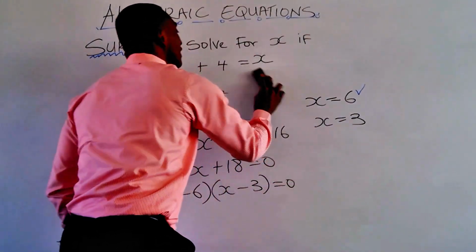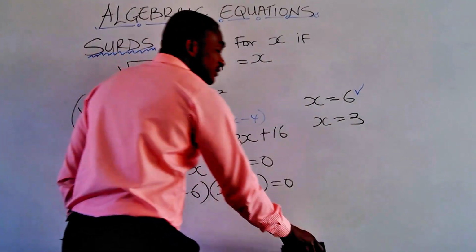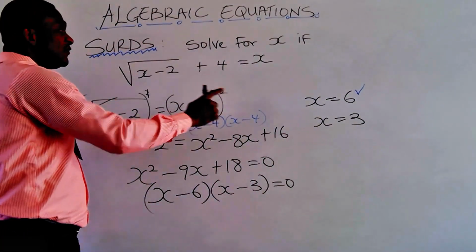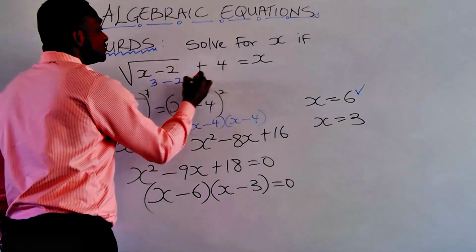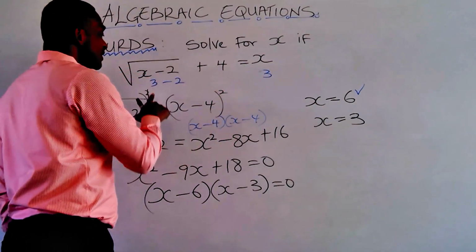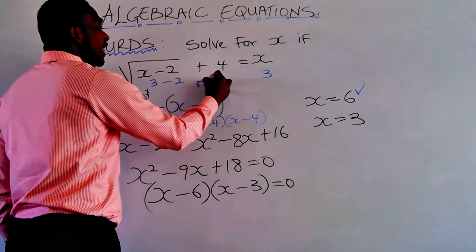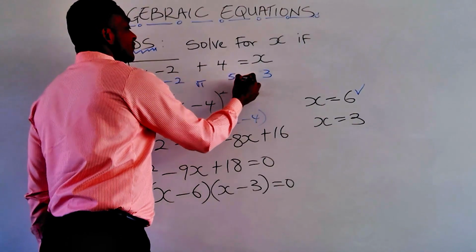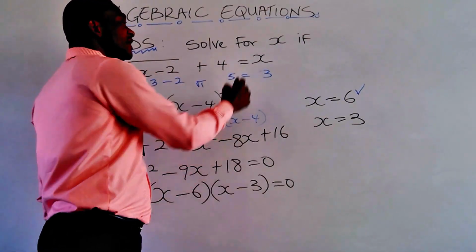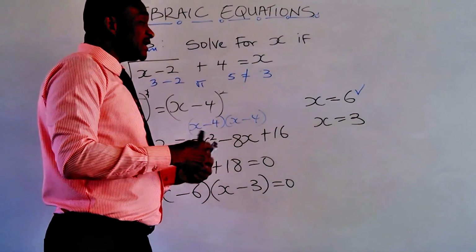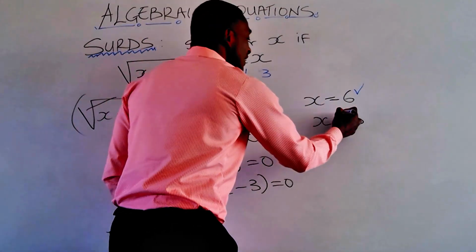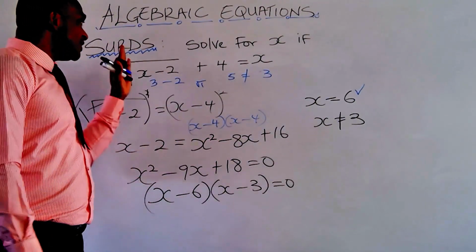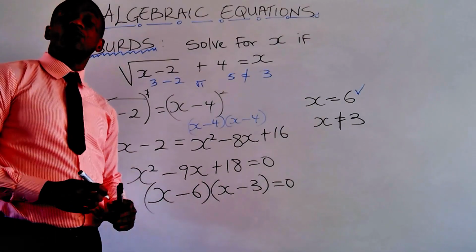Now let's check the second one. This check must be done, else your answer will not be valid. For the second one, if we take x equals 3, we have 3 minus 2 and 3 on the other side. 3 minus 2 is root of 1. Root of 1 is 1, plus 4 gave us 5. Is 5 equal to 3? No. So in that case, we need to reject x equals 3. So the only valid answer for this equation is x equals 6.